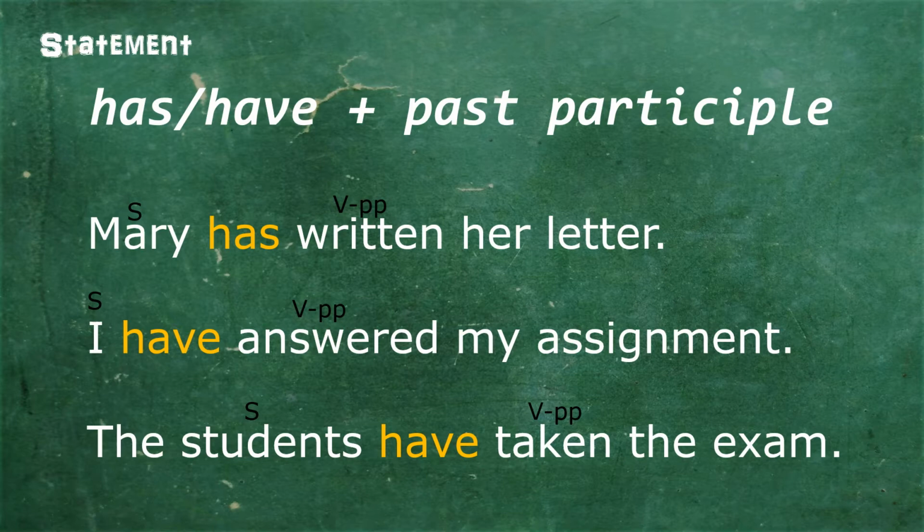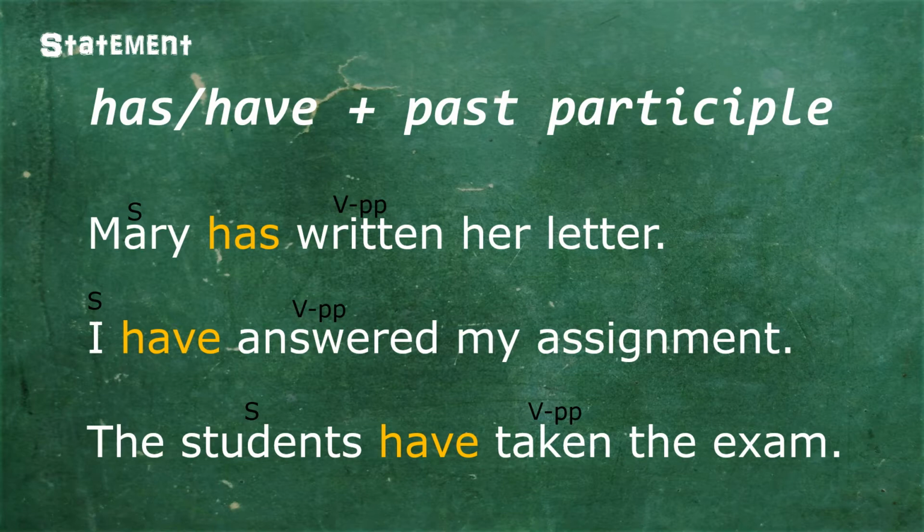Mary has written her letter. In this sentence, the subject is Mary, and it is singular. Therefore, we use the auxiliary verb has plus the past participle of the verb, written. So Mary has written her letter. Another example, I have answered my assignment.